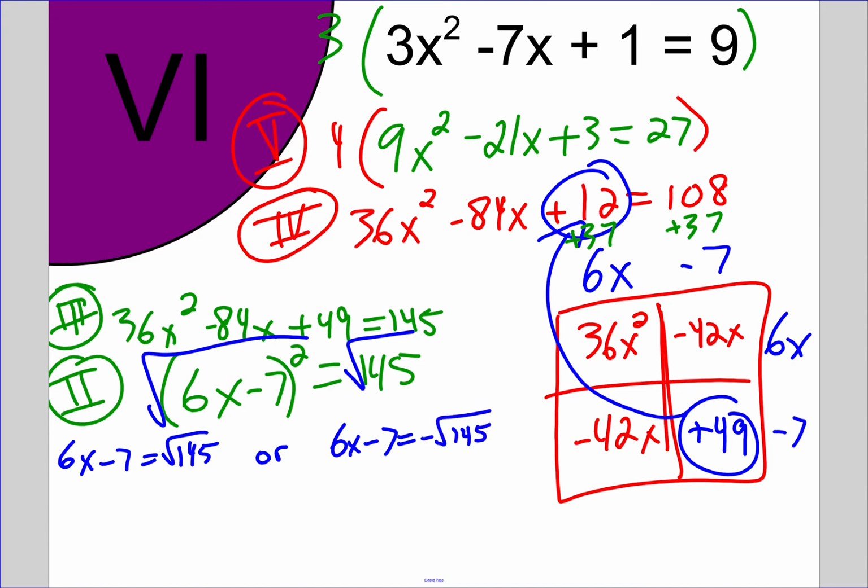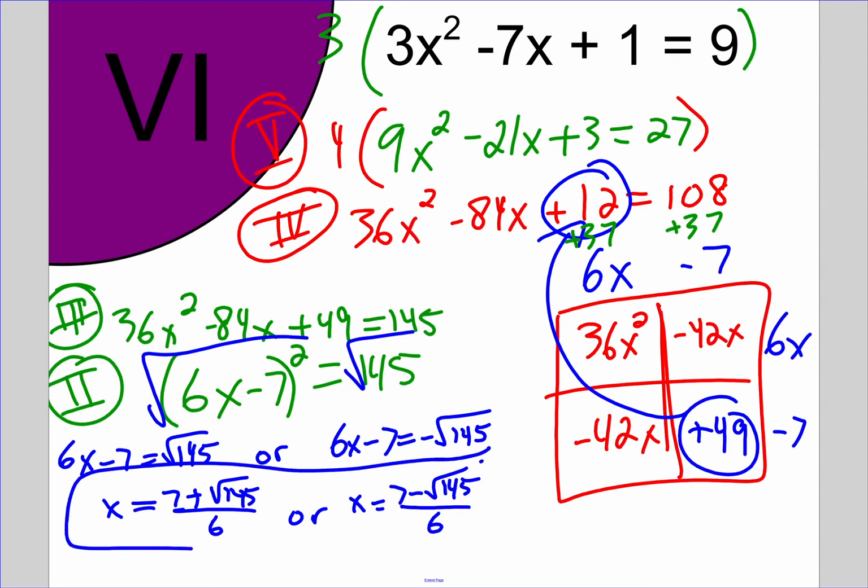Okay, again, reduce them if you want. If you need to look up a video on that, go ahead. I'm not worried about it right now. So again, we're going to solve both of these the same way. We'll add 7 to both sides and then divide by 6. So we're going to end up with x equals 7 plus the square root of 145 over 6, or x equals 7 minus the square root of 145 over 6. Two answers.